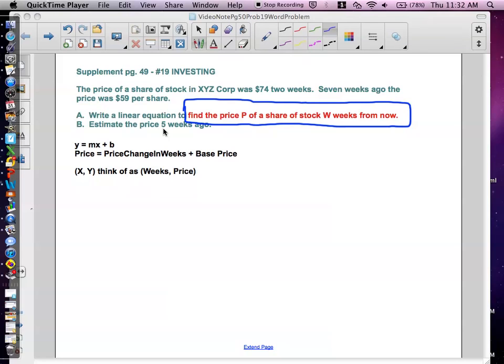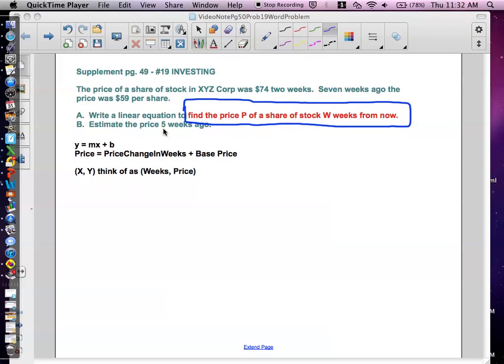7 weeks ago, the price was $59 per share. So our job is to write a linear equation that will find the price of a share of stock W weeks from now. So the main challenge is figuring out which is X and which is Y, or which is independent and which is dependent.